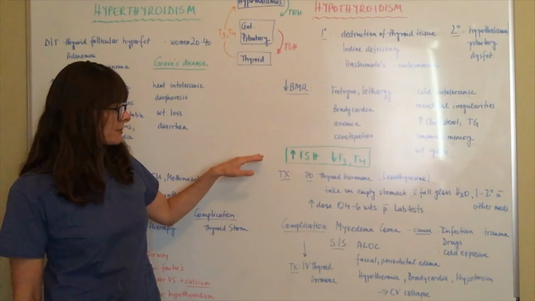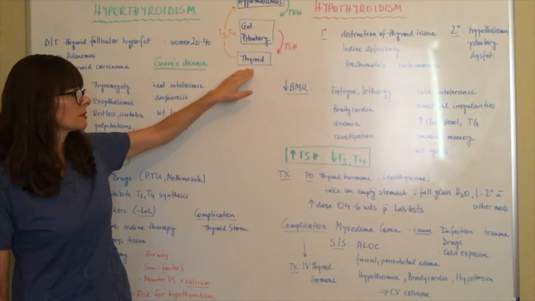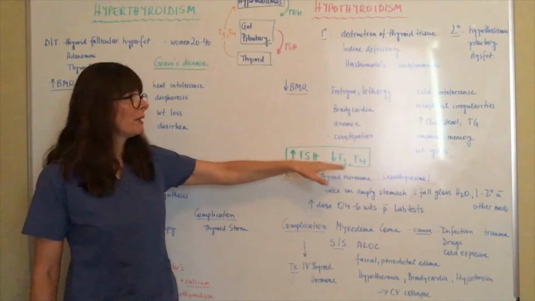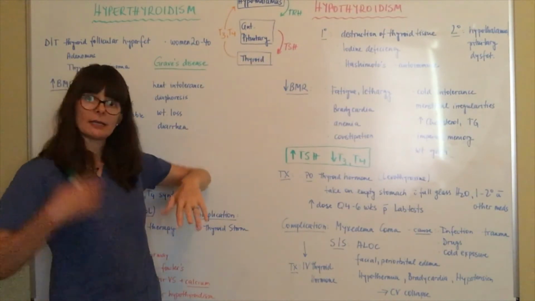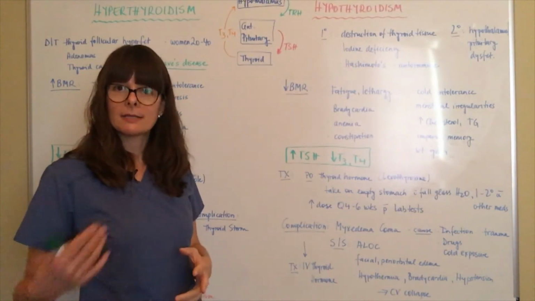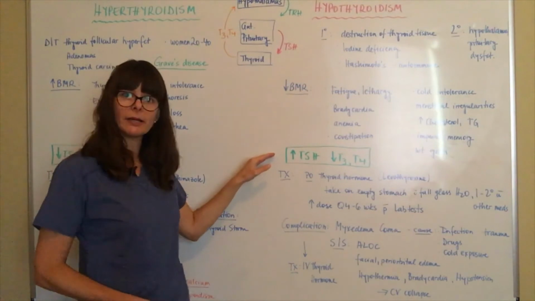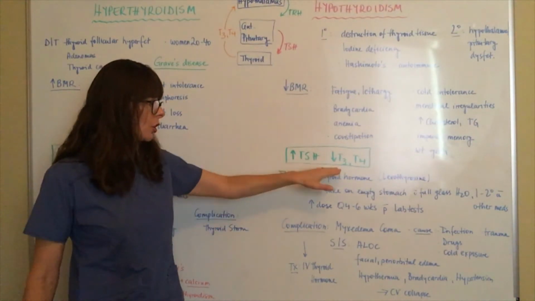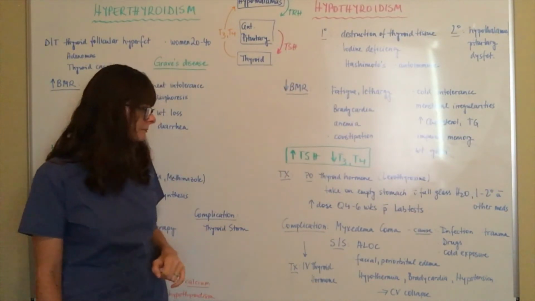And in terms of lab tests, because the thyroid gland is not producing T3 and T4, T3 and T4 will be low. But the anterior pituitary, if it's working properly, will say, hello thyroid gland, you need to be producing T3, T4. We are not sensing any of that in the bloodstream, so the thyroid stimulating hormone will be elevated. Elevated TSH, low levels of T3, T4 in hypothyroidism.